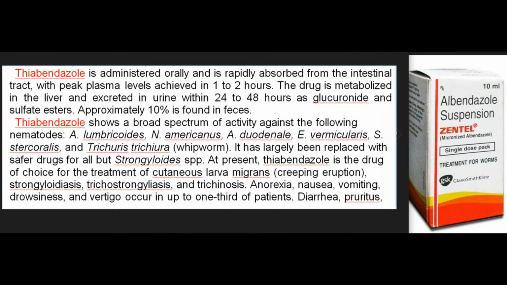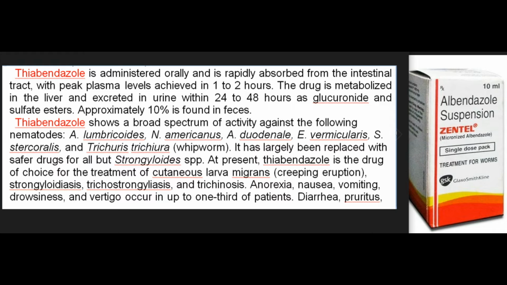and motility. Thiabendazole is administered orally and is rapidly absorbed from the intestinal tract, with peak plasma levels achieved in 1 to 2 hours. The drug is metabolized in the liver and excreted in urine within 24 to 48 hours as glucuronide and sulfate esters. Approximately 10% is found in feces. Thiabendazole shows a broad spectrum of activity against the following nematodes: A. lumbricoides, N. americanus, A. duodenale, E. vermicularis, S. stercoralis, and Trichuris trichiura, whipworm.